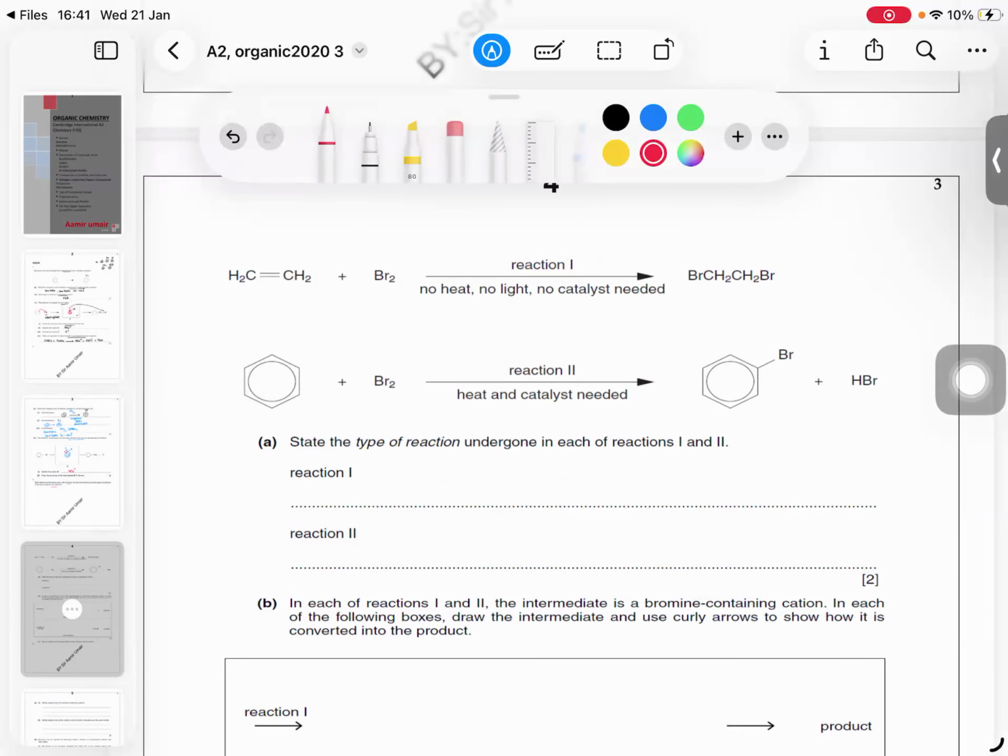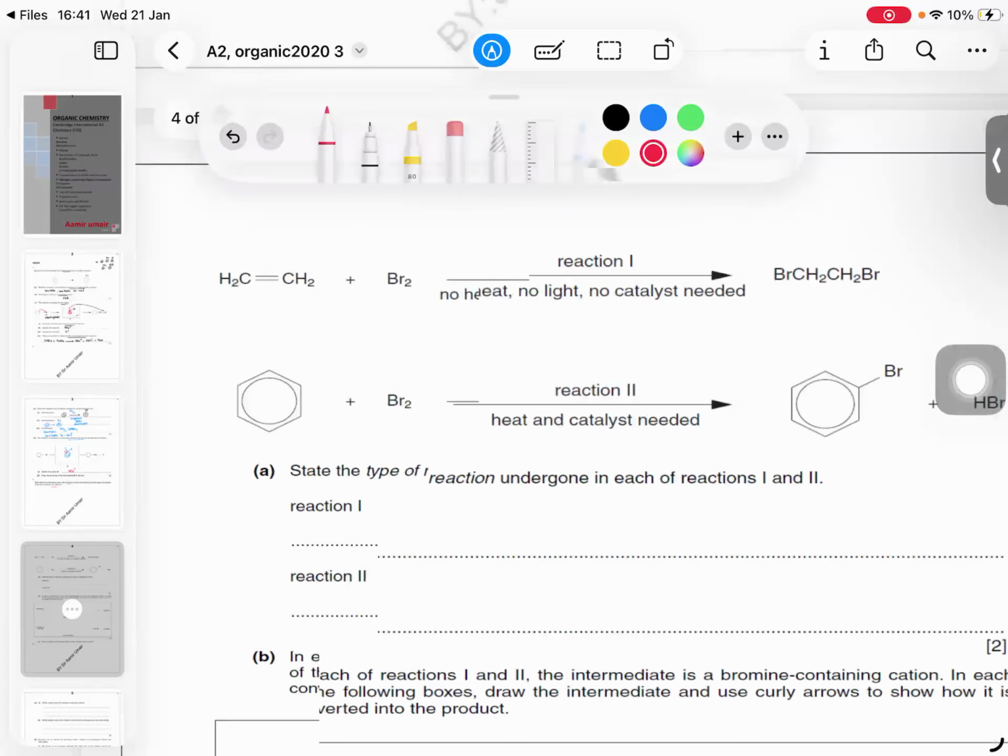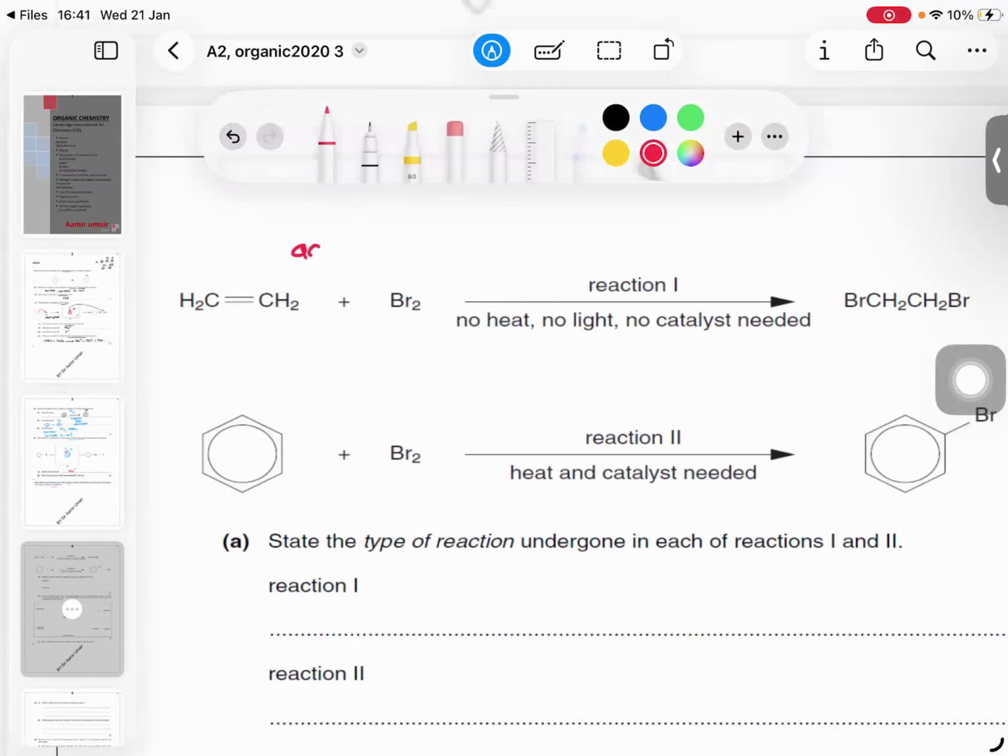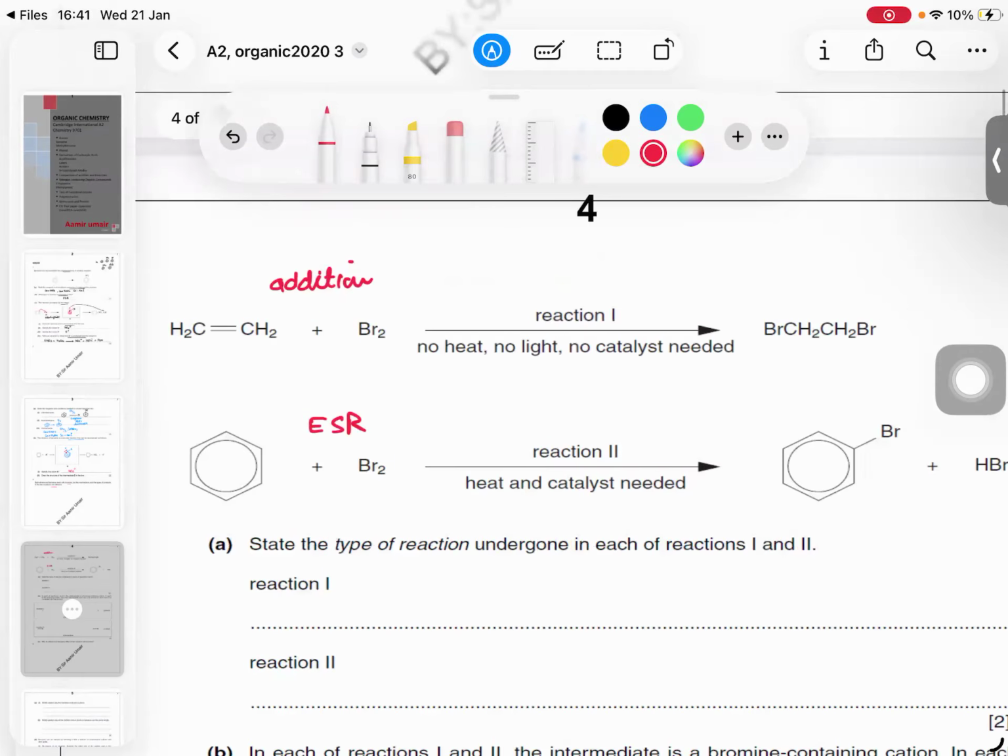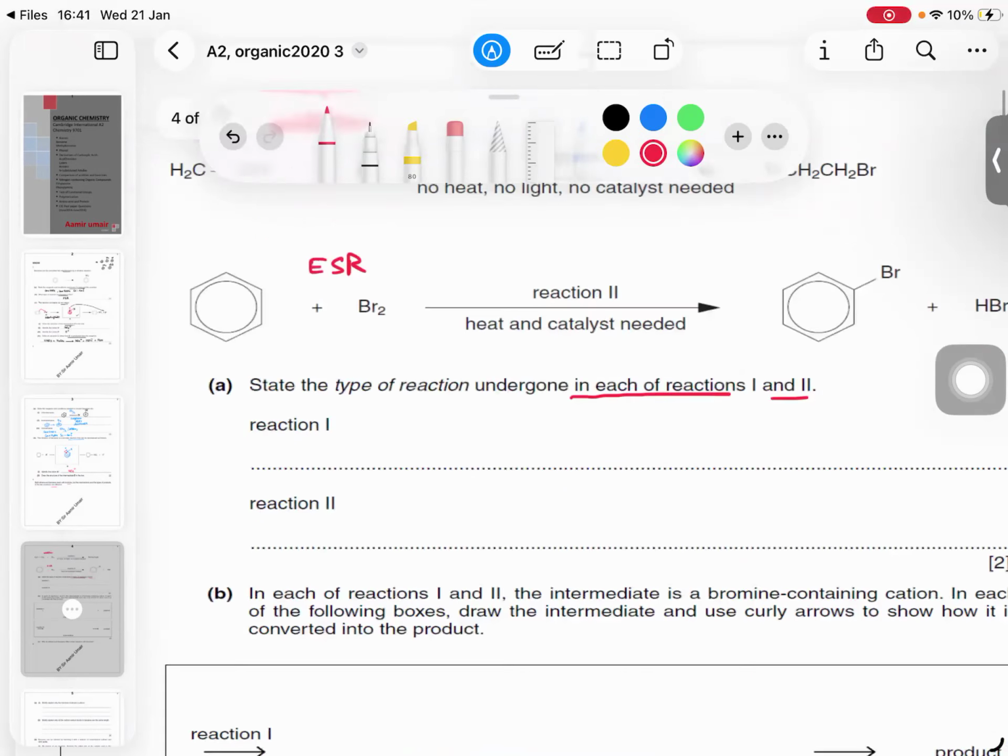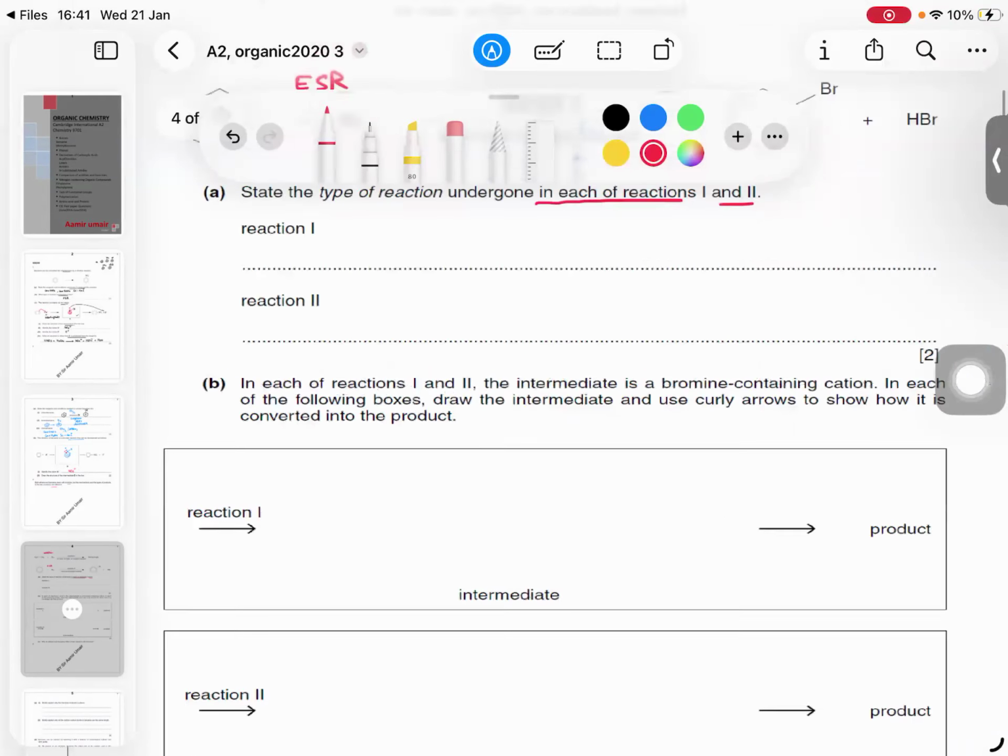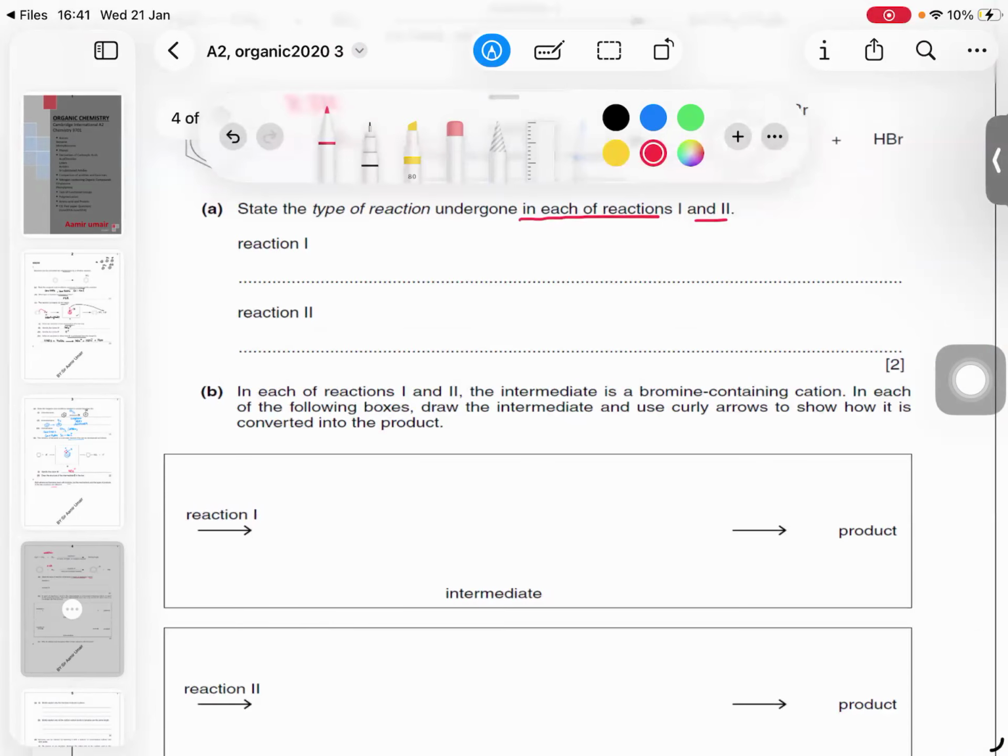So ethene reacts with the bromine. I hope you remember, this is an addition reaction, which we did in AS. And when bromine reacts with benzene, this is an electrophilic substitution reaction. State the type of reaction undergone in each of reaction 1 and reaction 2. We just said that: addition and electrophilic substitution. In each of reactions 1 and 2, the intermediate is a bromine-containing cation.